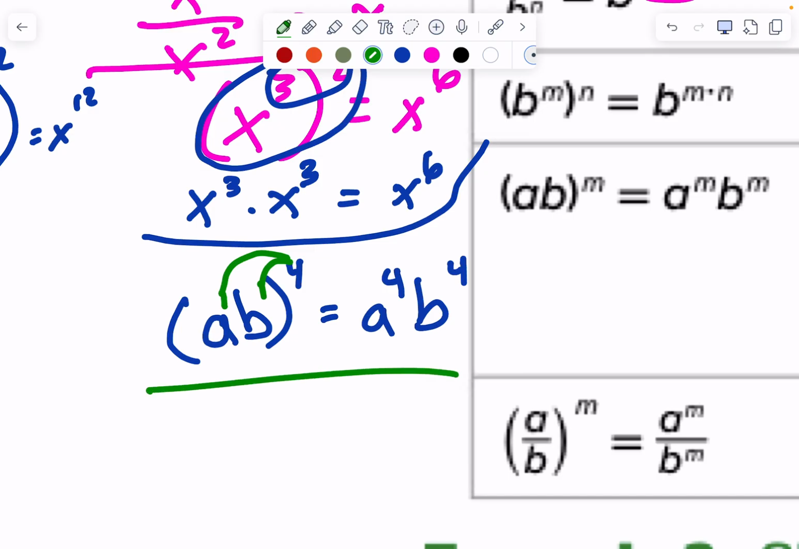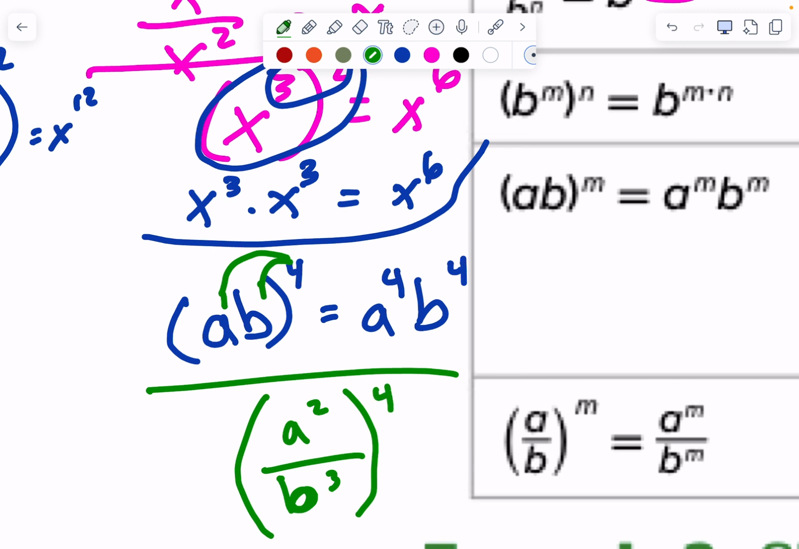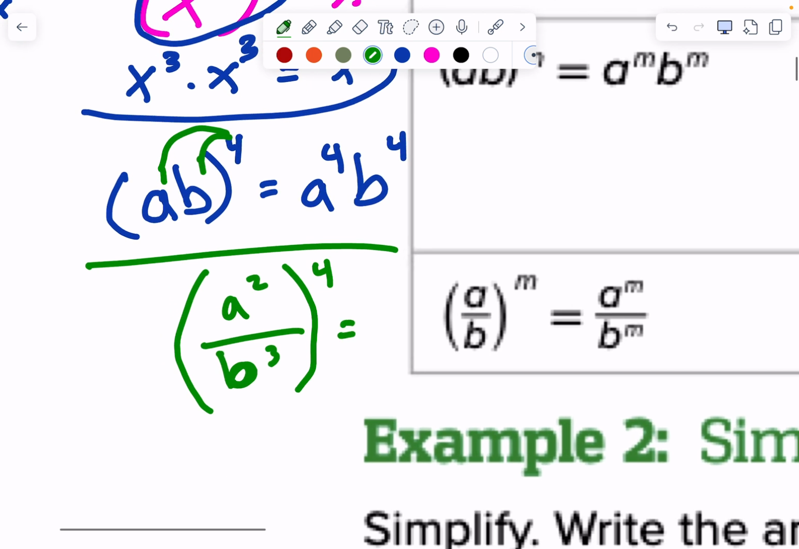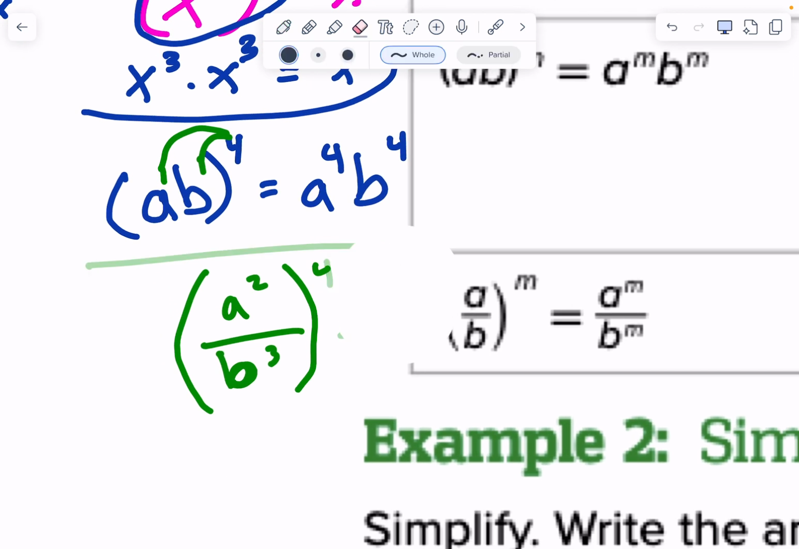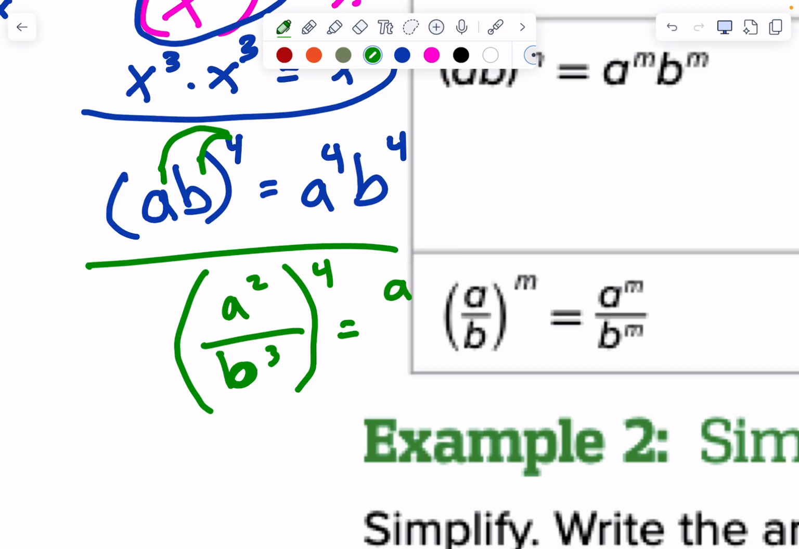Same thing if a is on top of b, right? Let's say I do something a little bit different. Let's say I have a squared and b to the 3rd, and I have a 4th power. Now what is it? A to the 6 or 8? 8. And b to the 7 or 12? 12. Because you're multiplying, right?